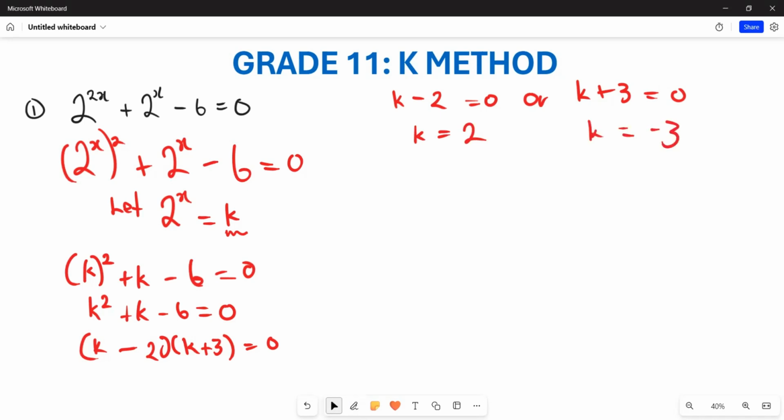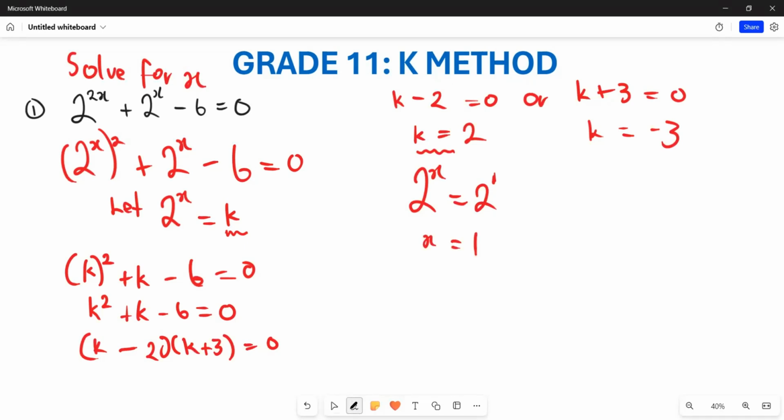However, the question is, you are solving for x. So when you are solving for x, finding the values of k is not the solution. You are going to come back to what you let. Remember, you let 2 to the power of x be equal to k. So 2 to the power of x is equal to the value of your k, which was 2. Now 2 is the same as 2 to the power of 1, which means the value of your x is going to be equal to 1.